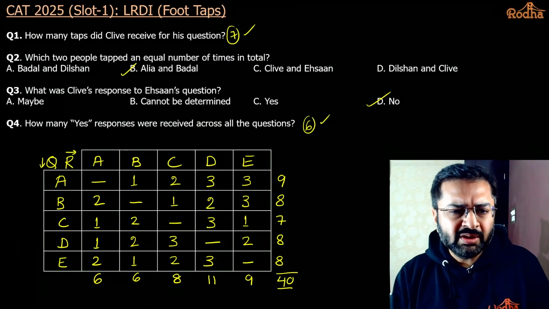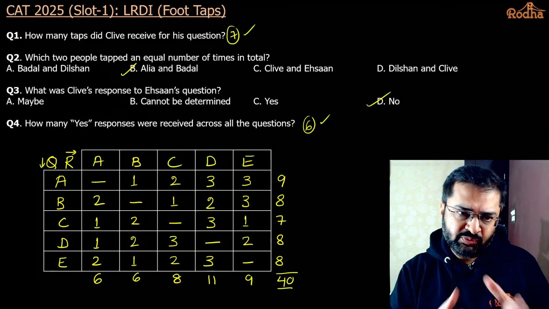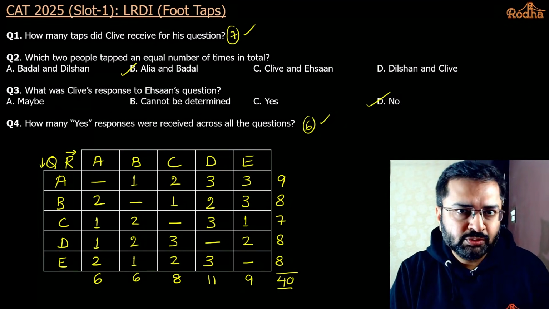Right, so that's how we could do this. Required some work, but nothing which is too ugly or too difficult. You could have managed this if you had proceeded logically in this question.